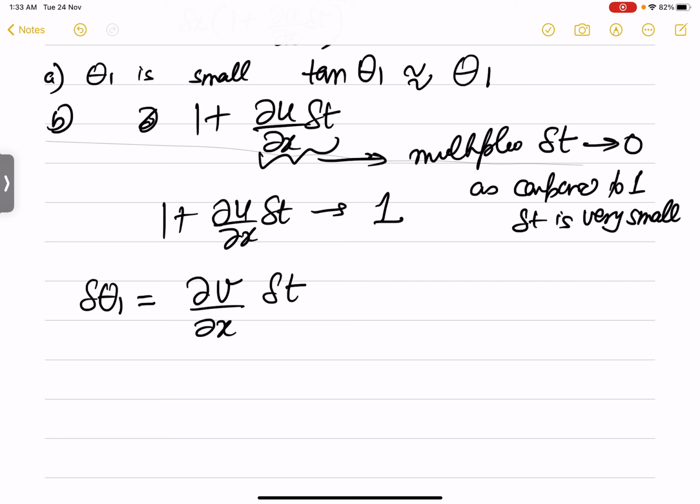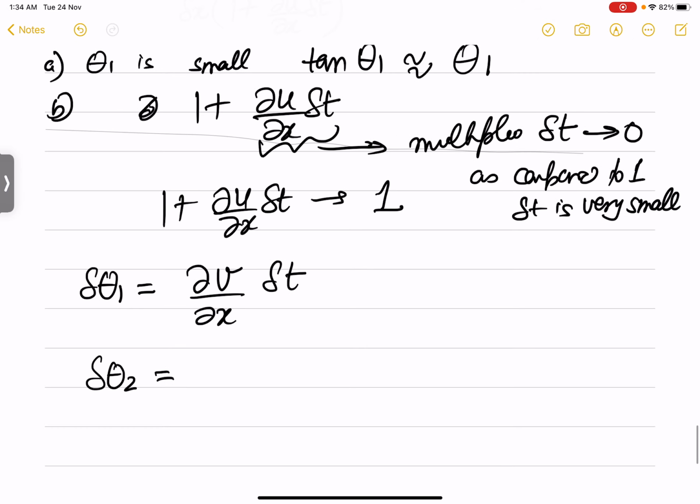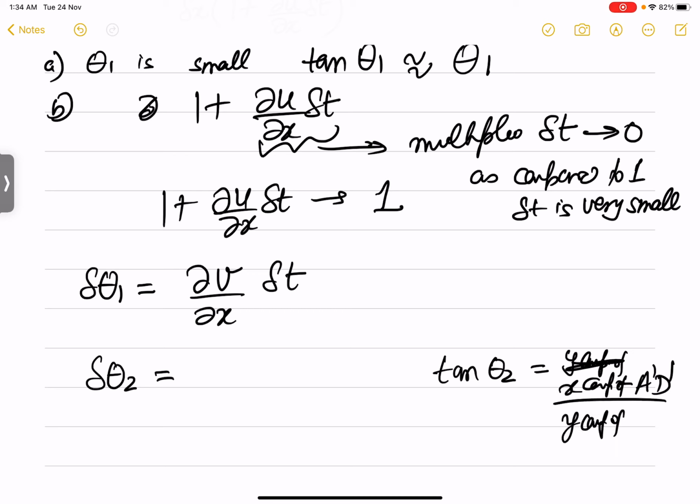Similarly, if you work out the angle delta theta 2, go through the same exercise: find the tangent of theta 2, which is the x component of A prime D prime divided by the y component of A prime D prime, and use the same approximations. This will lead to delta theta 2 equal to partial u by partial y delta t. This I leave for you to show as homework. You can work this out.